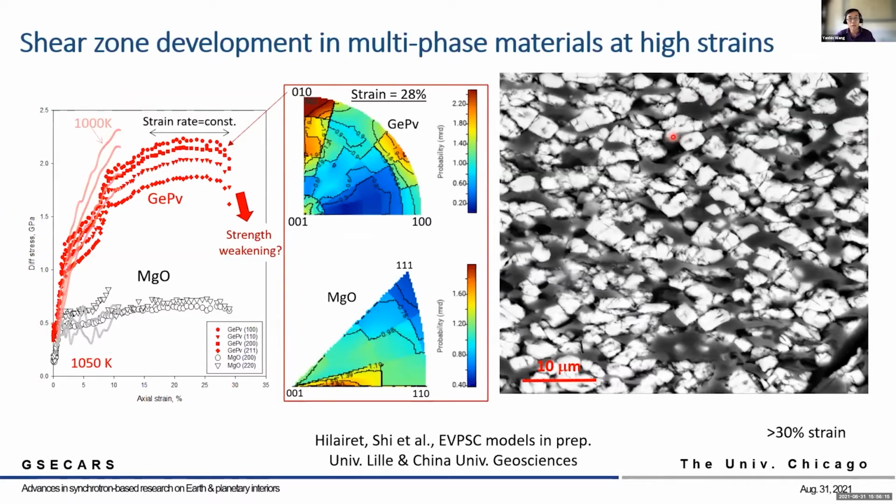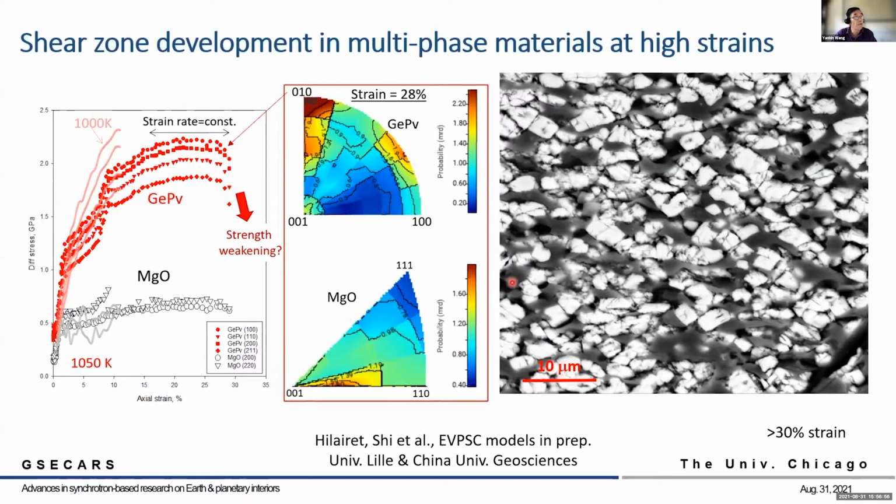In addition, monochromatic diffraction allows close tracking of texture development throughout the experiment. Here's an example of texture at about 28% strain obtained on similar samples. For germanate perovskite, the inverse pole figures show that the grains tend to have their 010 plane normals aligned parallel to the compression axis, with the secondary maximum close to 110. The MgO grains, on the other hand, show much weaker texture.